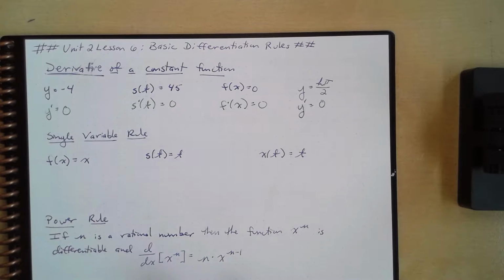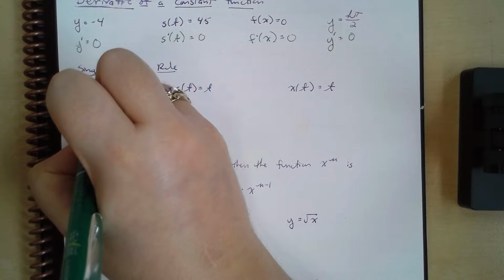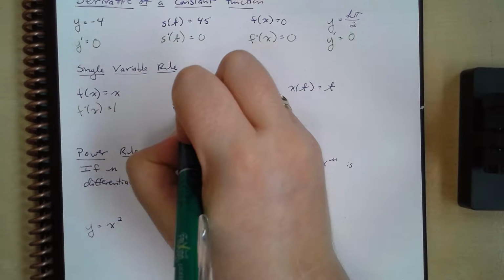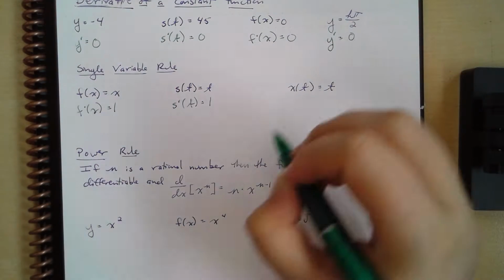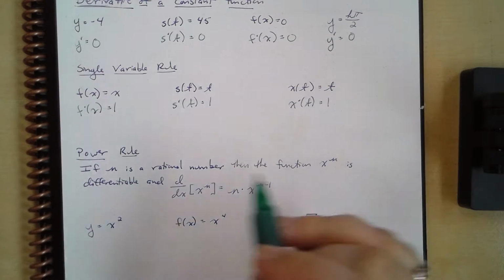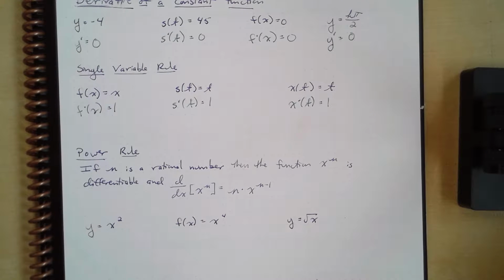All right, let's move on to single variable. Single variable basically is just going to be 1, right? So f of x is equal to x. F prime of x is equal to 1. S prime of t is equal to 1. X prime of t is equal to 1. So that's just a single variable. The derivative of a single variable is just 1. Pretty simple. Let's take it up a notch.